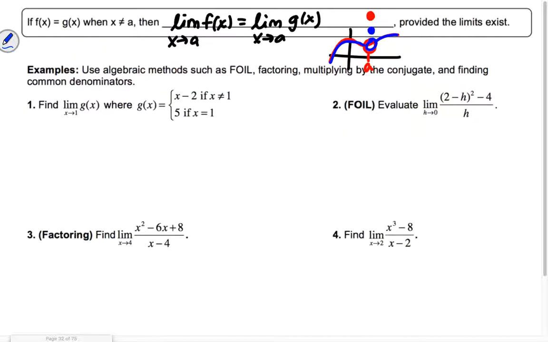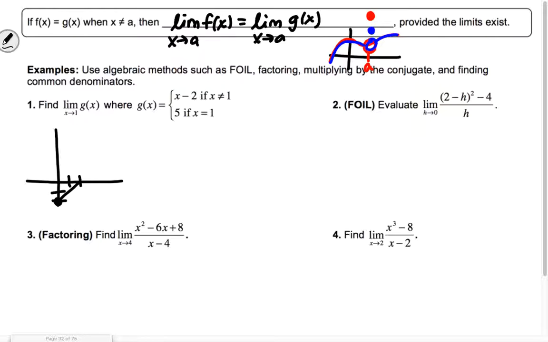All right, so here's some examples. It says use algebraic methods such as FOIL, factoring, multiplying by the conjugate, and finding common denominators in order to solve these. So this first one is just a piecewise function. Let's think about what this piecewise function looks like. So we have the limit as x goes to 1, and it says our function looks like the line y equals x minus 2 if x is not equal to 1. Do you guys all know how to graph y equals x minus 2?